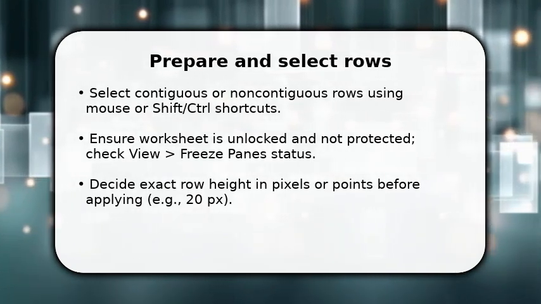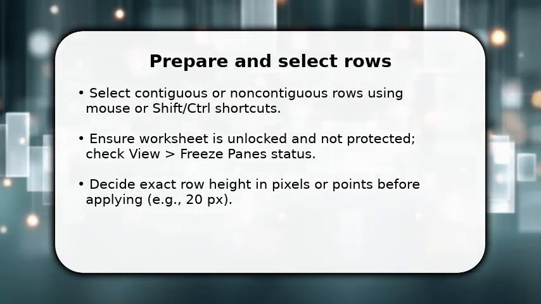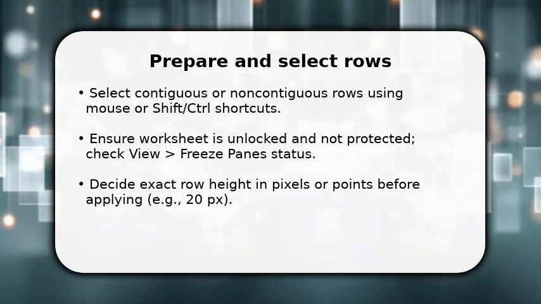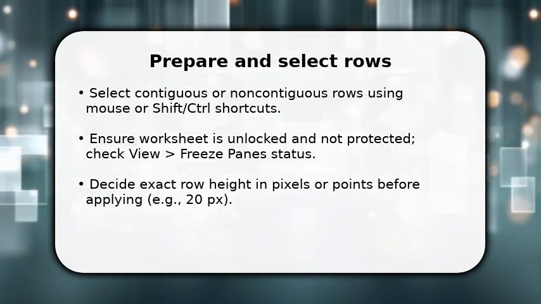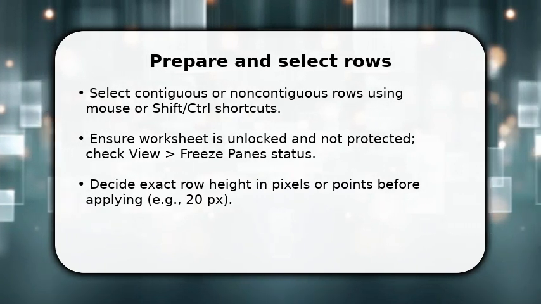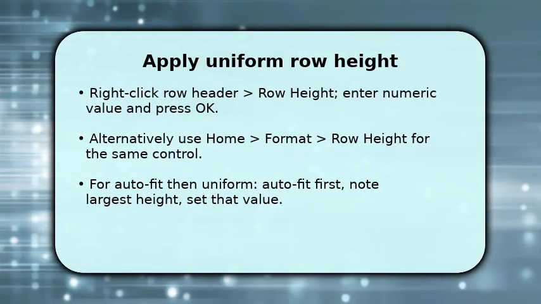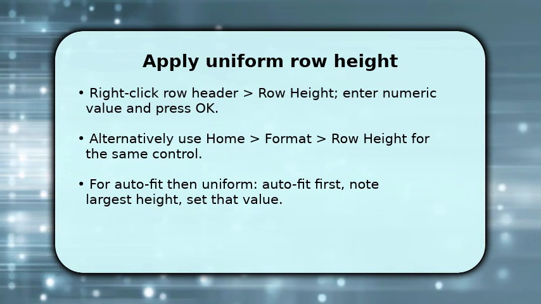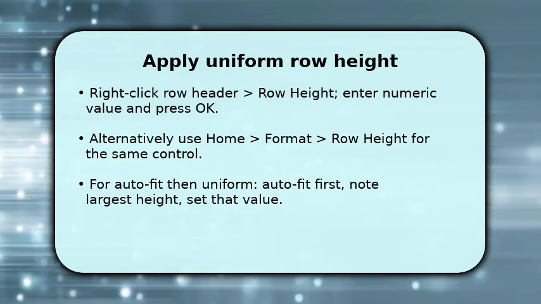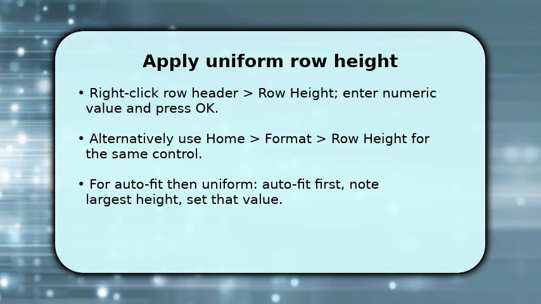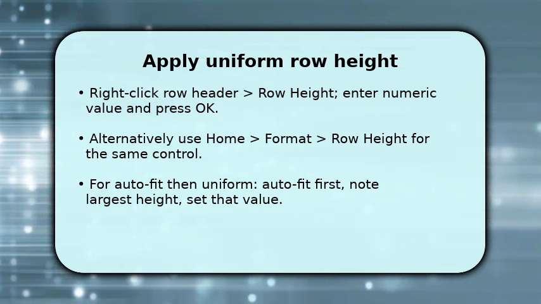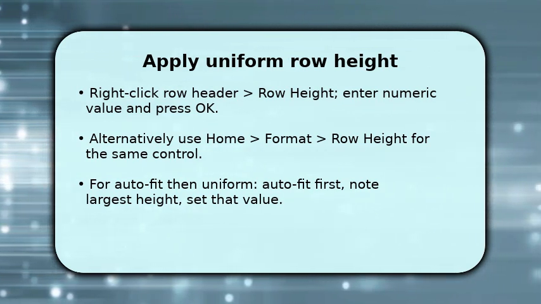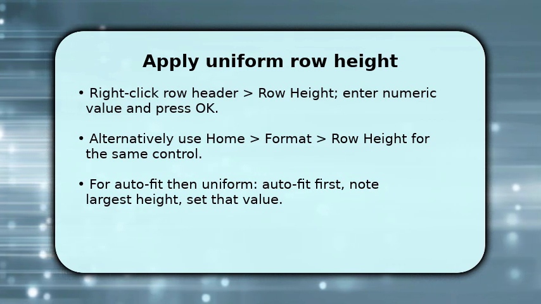Next, open the row height dialog via Home or right-click. This first actionable step sets the numeric value that you will apply to every selected row. Now apply the height you picked. With rows selected, right-click any row header and choose Row Height, type the number, and press OK. That forces exact uniformity. Alternatively, use Home format row height for keyboard-oriented work.